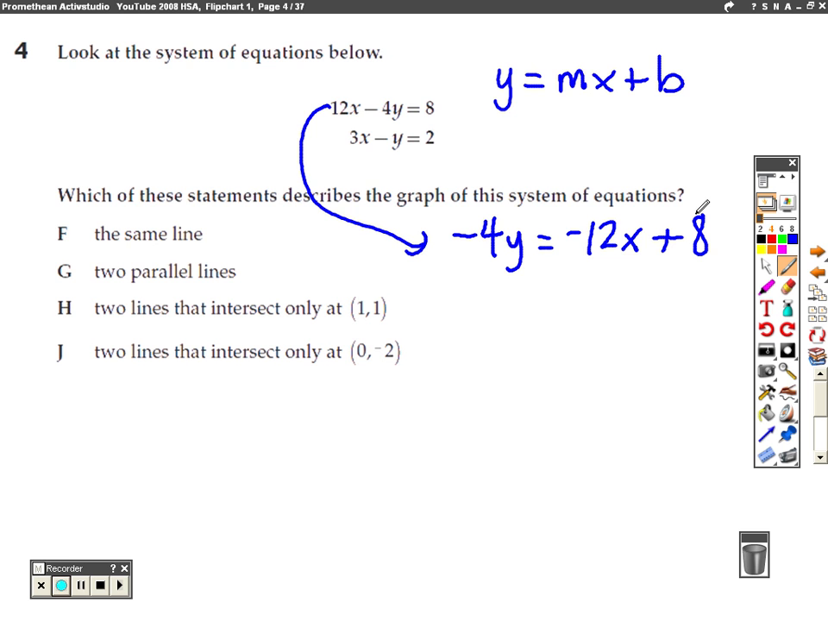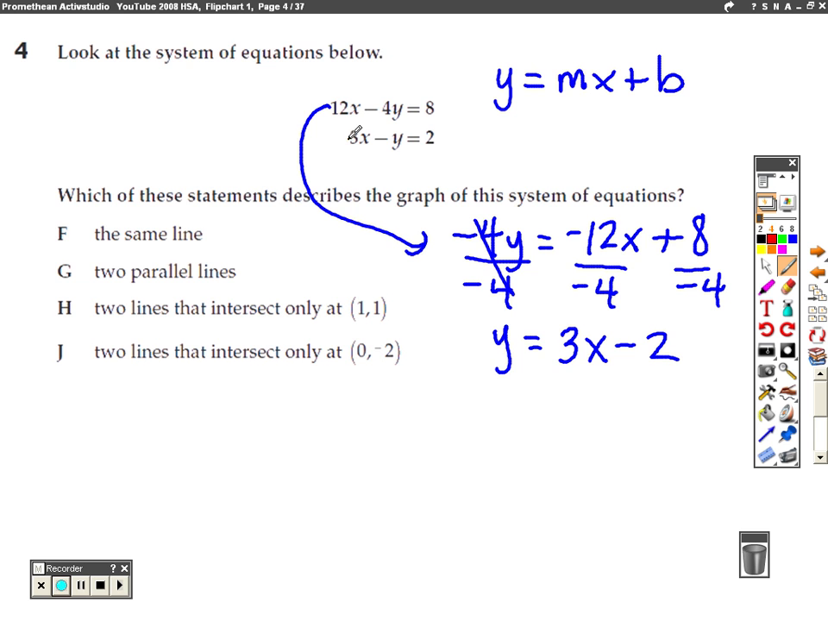Remember, to move something from one side of an equation to another, you do the opposite. Second, to get y by itself, I'm going to divide every term everywhere on both sides by -4. When I divide, the -4's divide out and I get y equal to -12 divided by -4 is +3. Again, I encourage you to do the arithmetic on your calculator. And +8 divided by -4 is -2. So that's the first equation with y by itself.